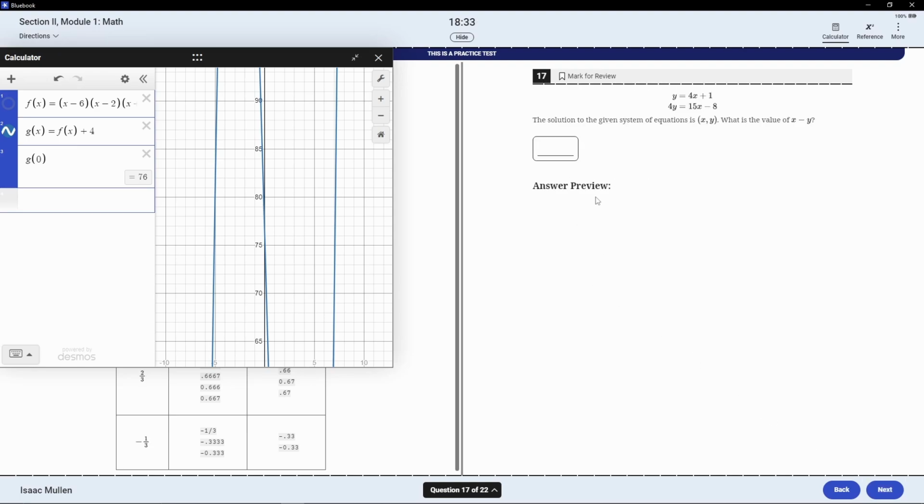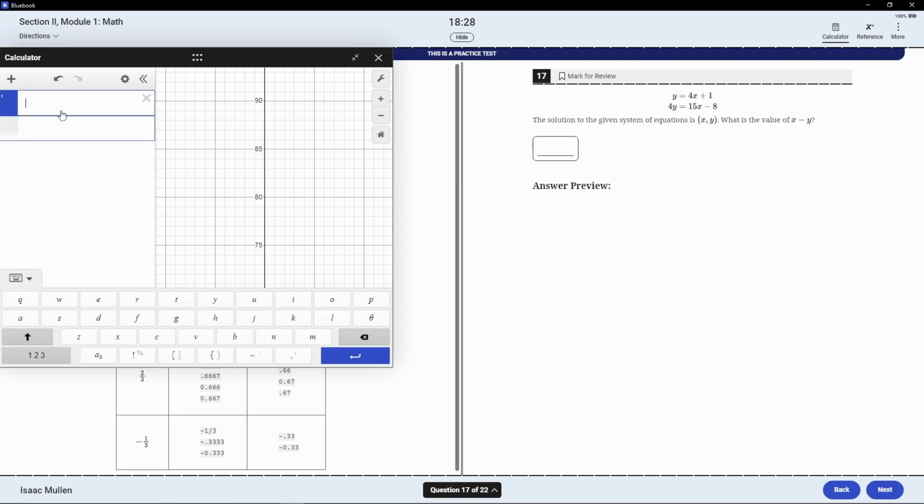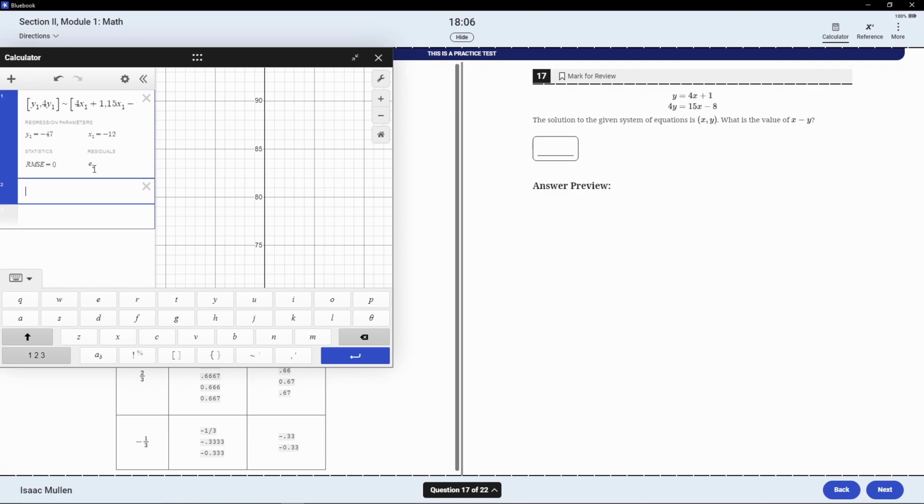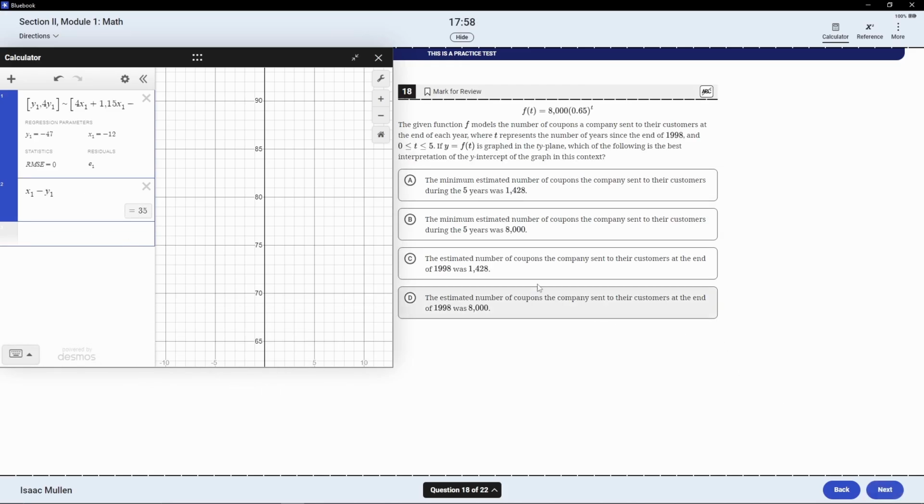The solution to the given system of equations is (x, y). What is the value of x minus y? We're going to do y1 obviously, and then 4x plus 1. Sorry, we need to put a 1 there. Comma, 15x minus 8. Alright, that gives us our numbers here. What is the value of x minus y? x1 minus y1 is equal to 35. That easy.